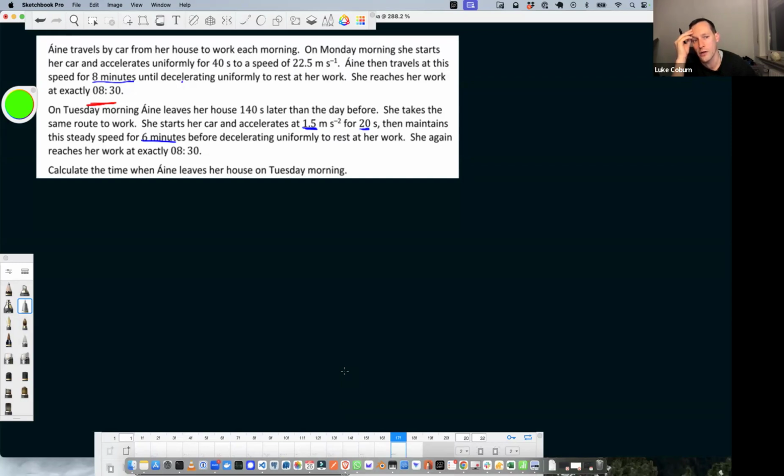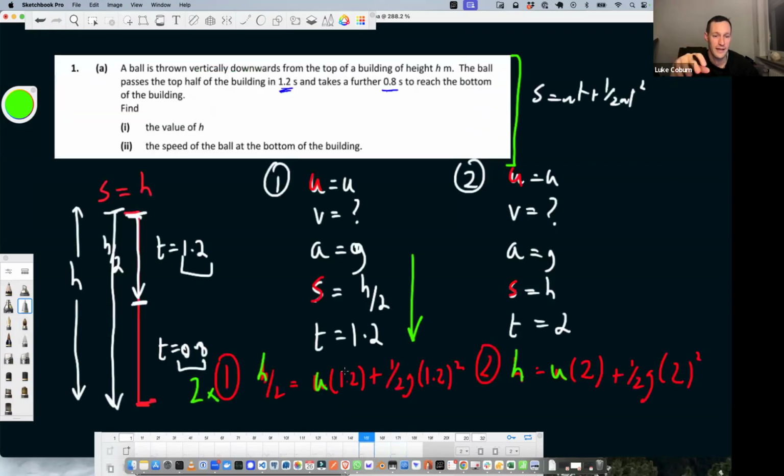Like we're told that Anya travels from her work to school every morning. On Monday, she does it in this time by doing this acceleration and stuff like this. On Tuesday, she does it in a different way, and then we have to basically draw the two pictures out and then figure out how long it takes to get to the school. Something like this is a lot more involved, and it's very, very easy to make mistakes. And that's why this is hard, because it's lots of little bits that you can make mistakes with. But nonetheless, we're going to approach it basically in the exact same way.